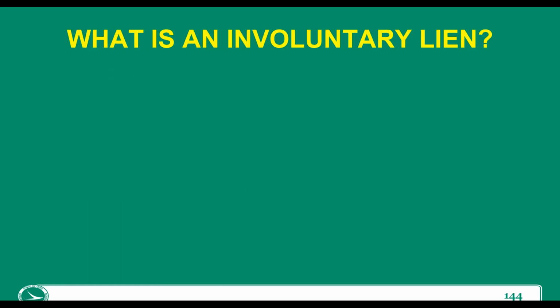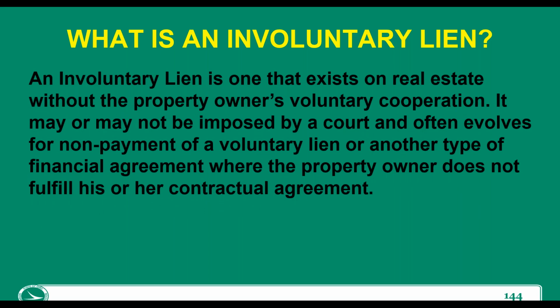So what is an involuntary lien? Okay, so we know what a voluntary lien is. So what's an involuntary lien? That's one that exists on real estate without the property owner's voluntary cooperation. It may or may not be imposed by a court, and often involves non-payment of a voluntary lien or another type of financial agreement where the property owner does not fulfill his or her contractual agreement. Take a mechanics lien: you had some concrete work done, you didn't pay for it, you're going to get a mechanics lien slapped on you.